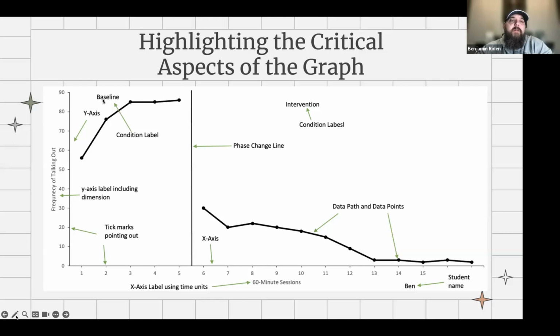We see here we have our condition labels, so baseline and intervention. This is our phase change line that I had mentioned, right? It falls between days, not on days. And then we see here we have our data points and our data path that connects those points. And what you're noticing here, hopefully, is that the data path does not connect across phase change lines, right? You'll end the data point for baseline and start a new section there in intervention. The data path does not cross the phase change line.